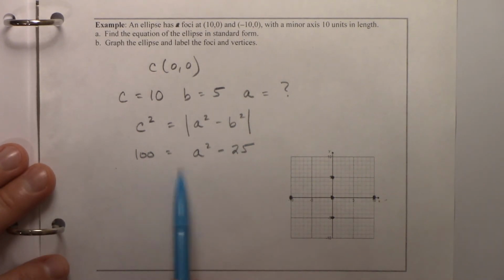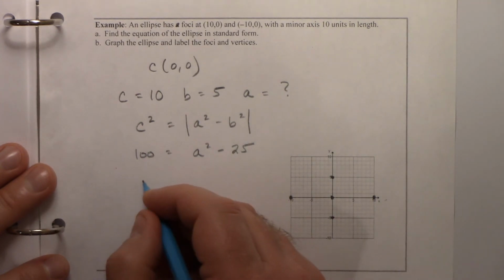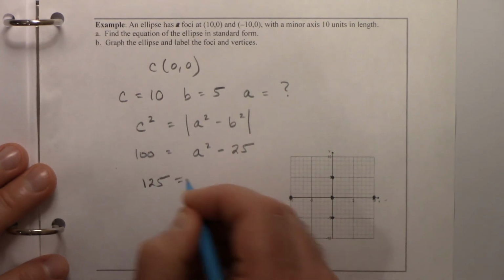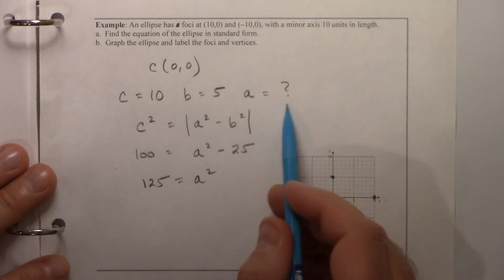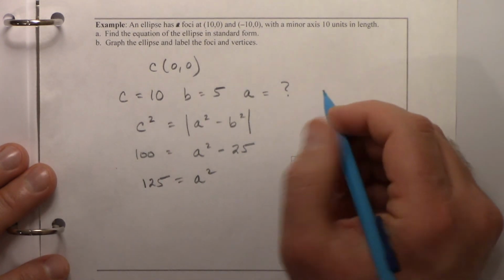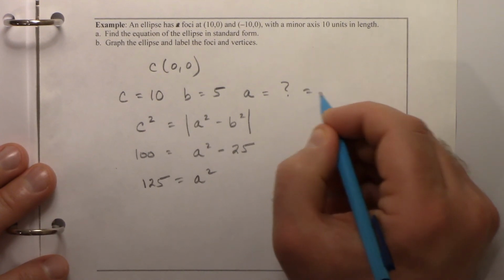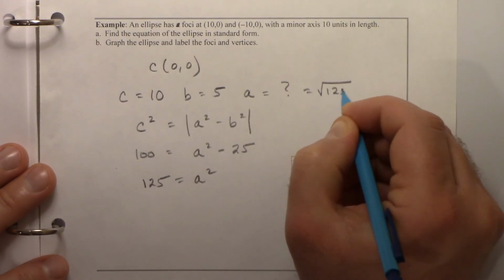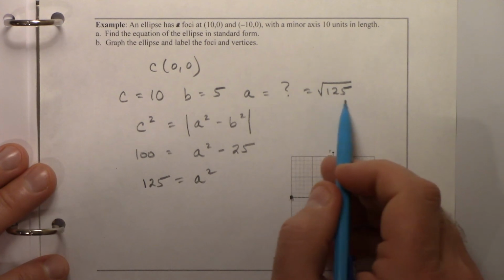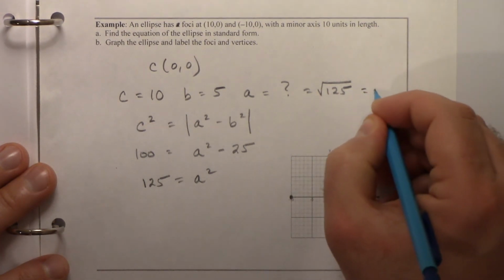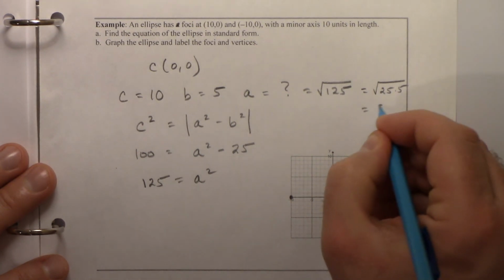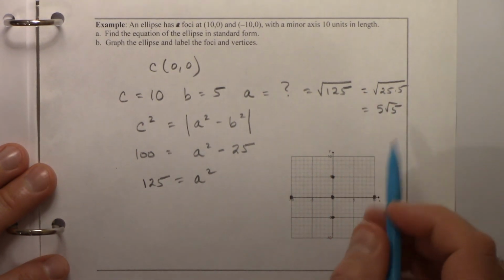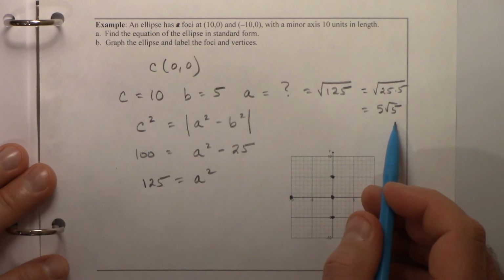So 100 equals A squared minus 25. Let's add 25 to both sides. So 125 is equal to A squared. So if you want that A value, that would be the square root of 125. And of course, we could reduce that factors as the square root of 25 times 5, or 5 square root of 5. Now let's write the equation.